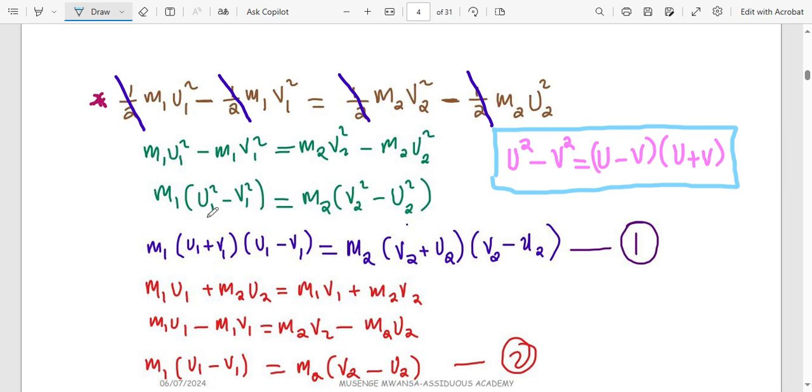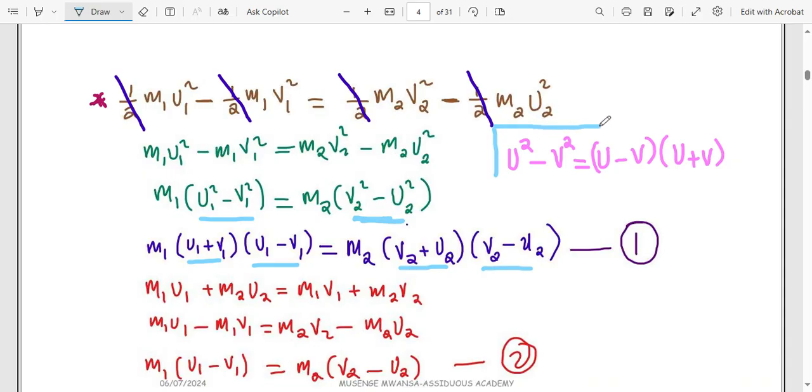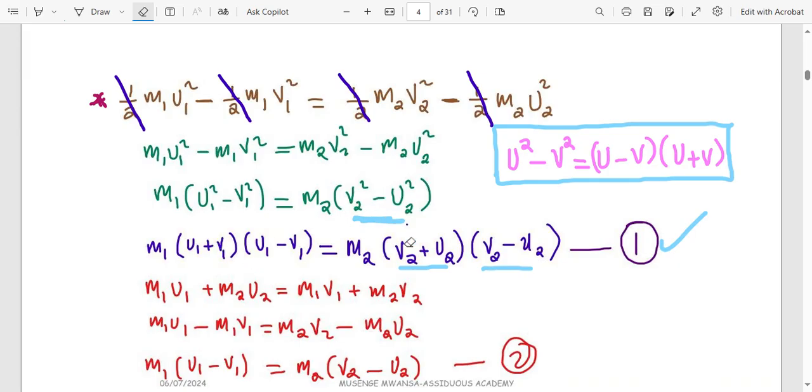Because we have u1 squared minus v1 squared, can you see that that's the difference of two squares? It can become u1 plus v1 and then u1 minus v1. Same here. Since we have v2 squared minus u2 squared, we are going to have v2 plus u2 times v2 minus u2. Does that make sense? Excellent. So it is from here that we have formed the first equation. This is the one that I've labeled equation 1 there.